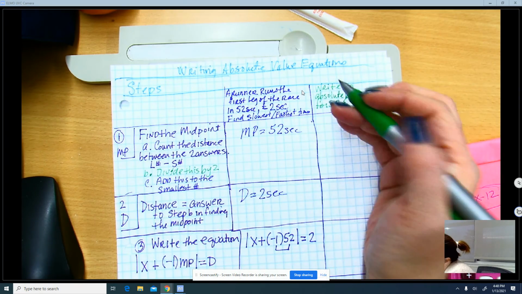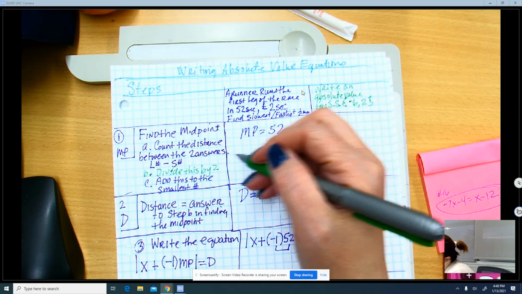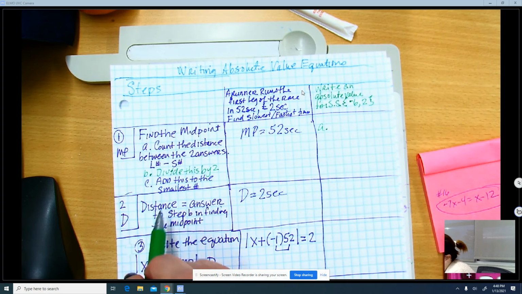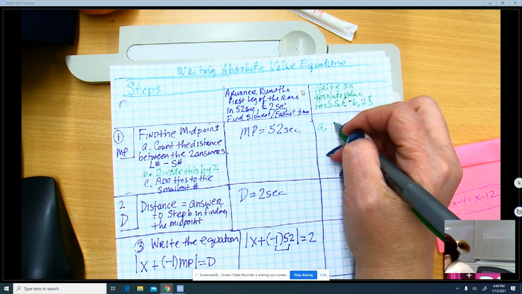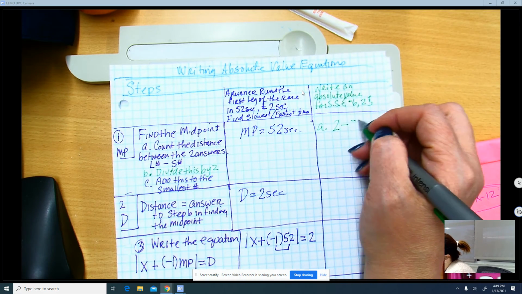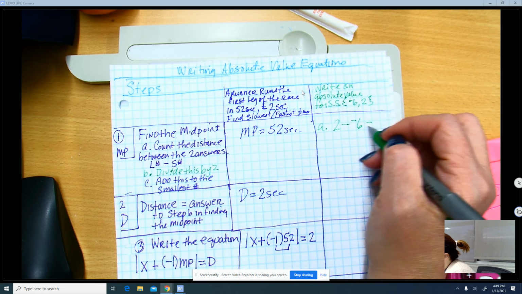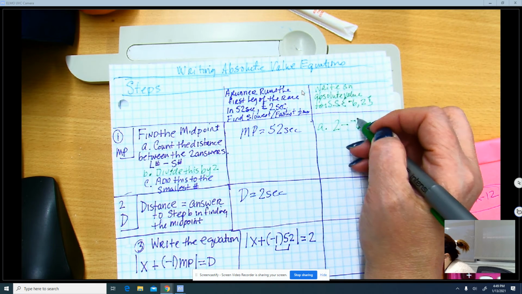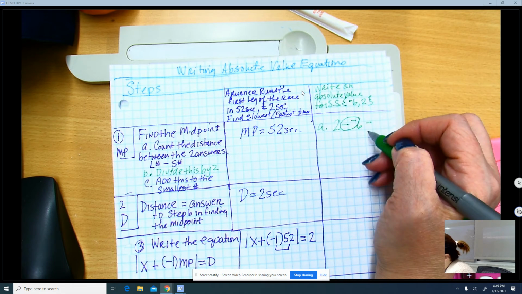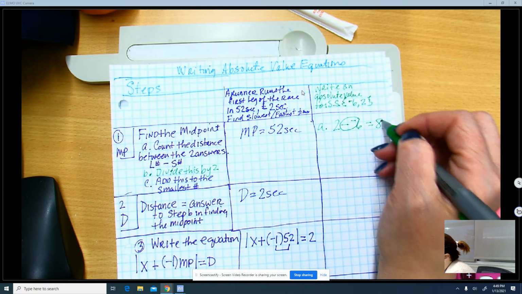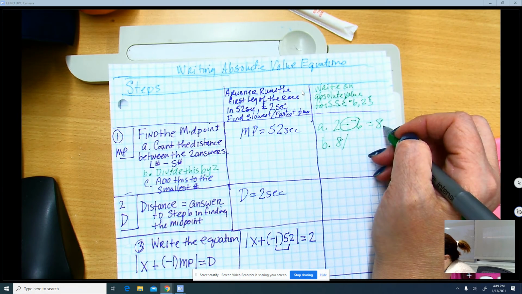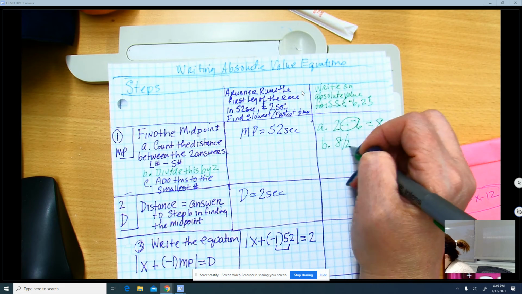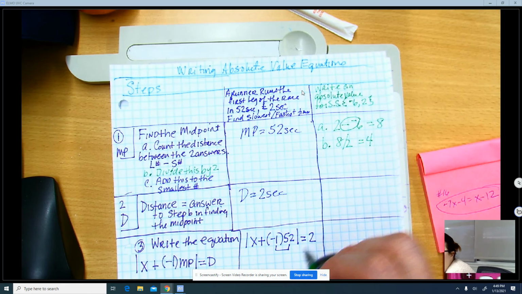So now I'm going to have to follow my steps. A is count the distance between the two answers by taking the largest number and subtracting the smallest number. So the largest number is 2, and I'm going to subtract a -6. So when I do that, this double dash, remember, becomes positive, and 2 plus 6 is going to give me 8. In part B, I need to take my part A answer and divide it by 2. Here I would get 4.